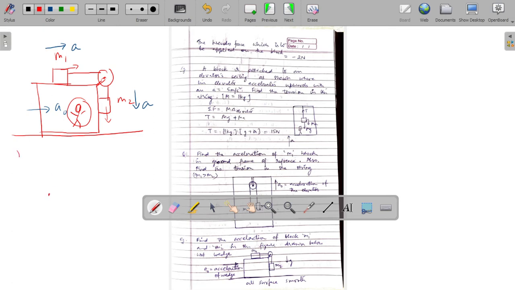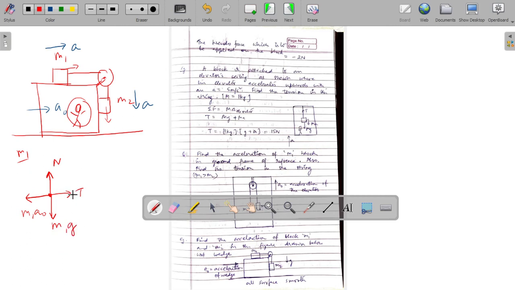So for the mass m1, the forces acting on m1 would be tension T and the pseudo force. Now when we are applying pseudo force, we would reverse the acceleration a naught, and after reversing the acceleration we would multiply it with the mass which we are trying to observe. So we would say m1 into a naught. The upward force on m1 would be same as if it were kept on ground, that is normal reaction, and the downward force is m1g.